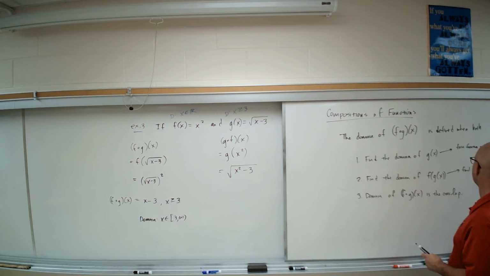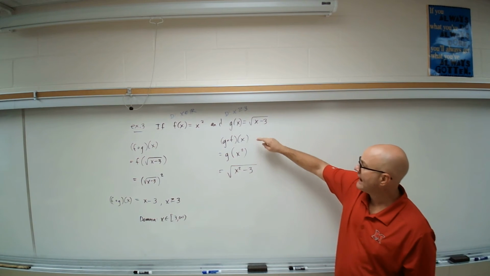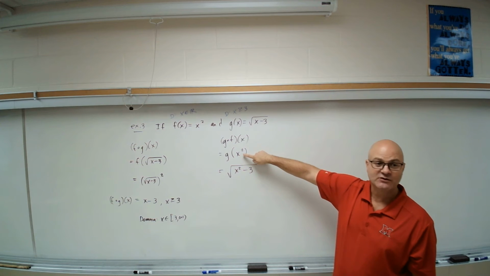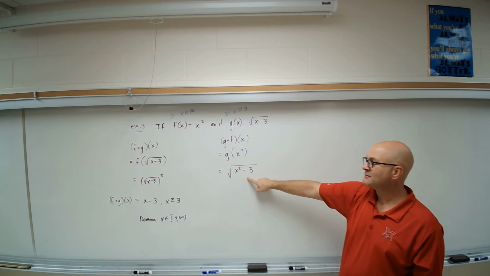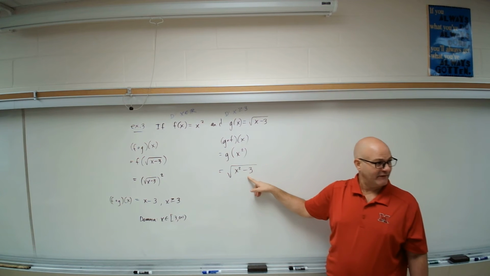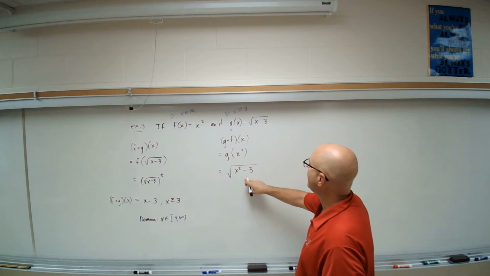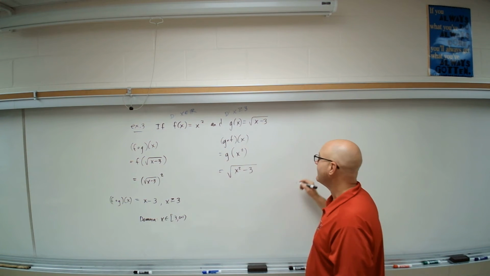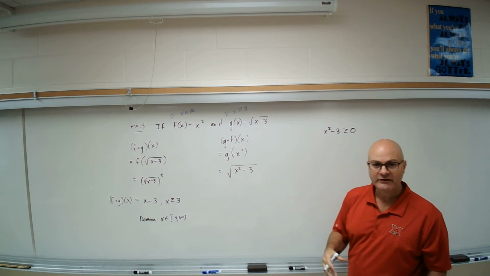Now this next one over here, for this one, if we look at it, the first function is x squared. We're all good, right? You can do anything you want. This one, that's kind of an issue, correct? And this is something we have not talked a ton about, but we know from our work with domain that x squared minus 3 must be greater than or equal to 0.